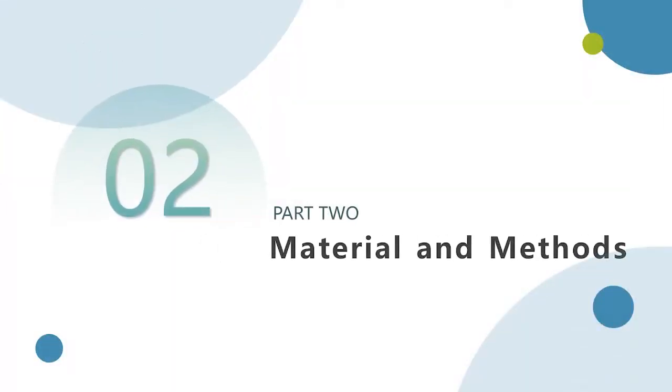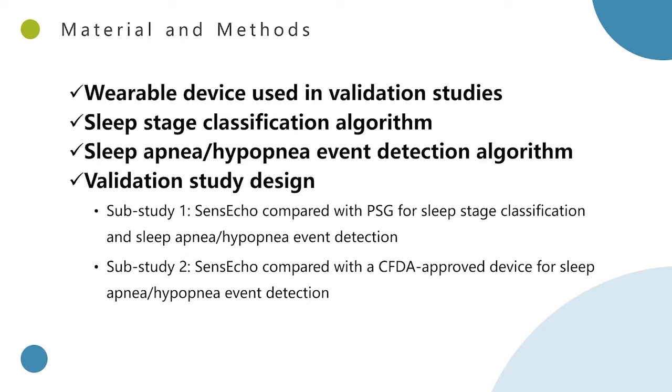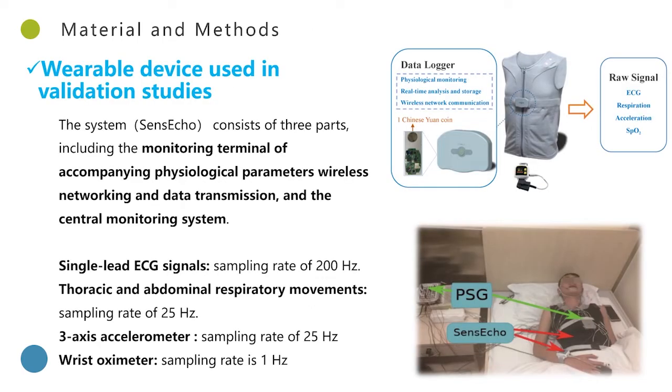Part two is material and methods. Material and methods includes four aspects. First, I will introduce the wearable device used in validation studies, SensEcho. The system consists of three parts, including the monitoring terminal of accompanying physiological parameters, wireless networking and data transmission, and the central monitoring system. It has three comfortable electrode patches to capture the single-lead ECG signals at a sampling rate of 200 Hz. Two sensing bands monitor the two types of breathing behavior at a 25 Hz sampling rate.